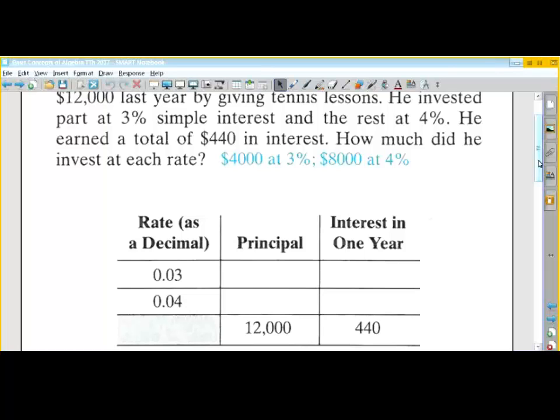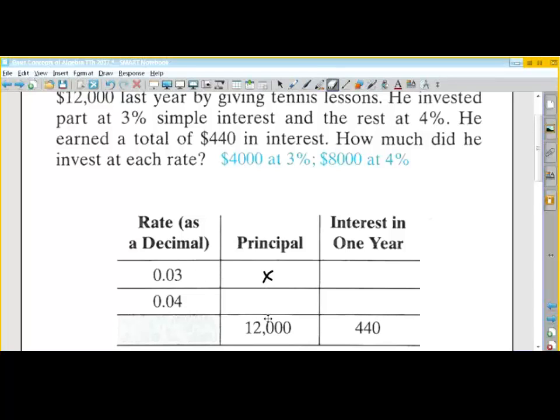So we have to decide what the variable is, and it says how much did they invest at each rate. You might be tempted to say, okay, the amount invested at 3% is X, and the amount invested at 4% is Y. And then you can calculate the interest by multiplying the interest rate times the principal to get the amount of interest. And we could do that. There's actually an easier way.